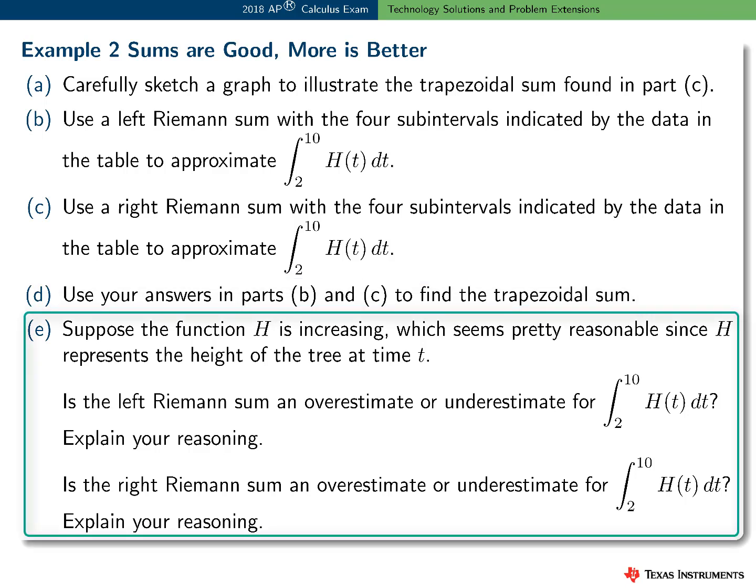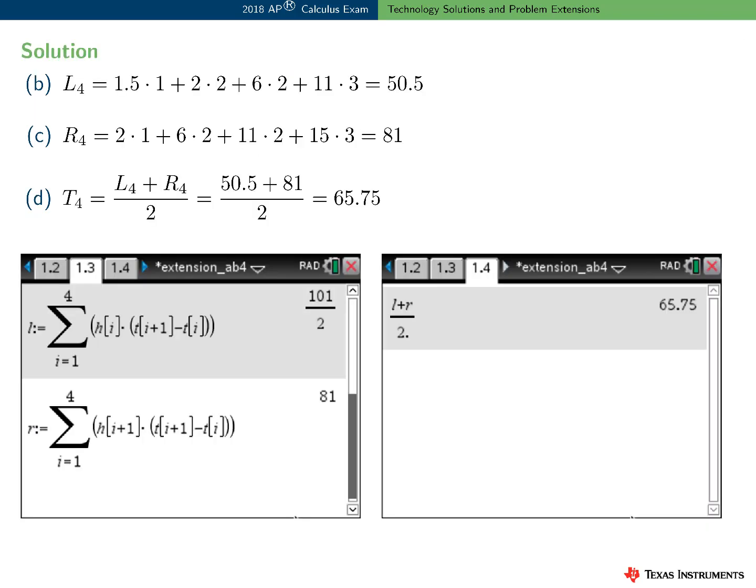And finally, in part E, if we assume that the height of the tree is increasing, determine whether the left and then the right Riemann sum is an overestimate or an underestimate. And don't forget to explain your reasoning. I'm going to solve parts B, C, and D, especially because many students tried to solve this free response question using this approach. And I'll leave parts A and E to you.